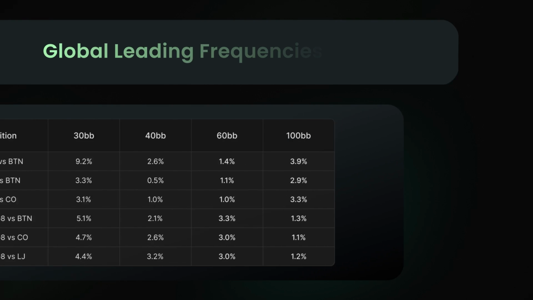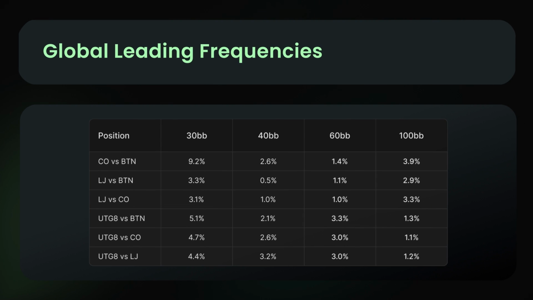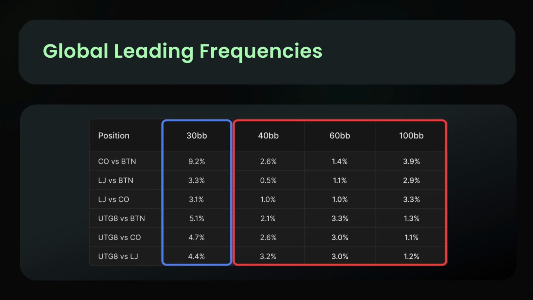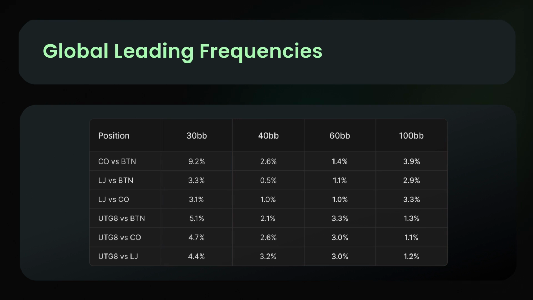We can start off by having a quick look at the global leading frequencies for all the position pairs and stack sizes. And we can see immediately that at 30 bigs, we're leading quite a bit more than at the other stack sizes. This is the same logic as before. Being out of position is less bad for you if you're shallow and more problematic if you're deep. Other than that, there are no real clear patterns here in what position pairs are being led the most.